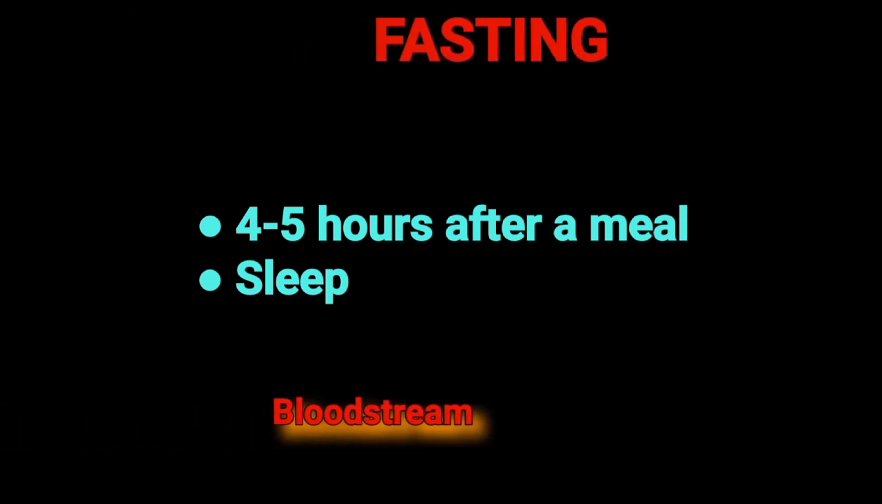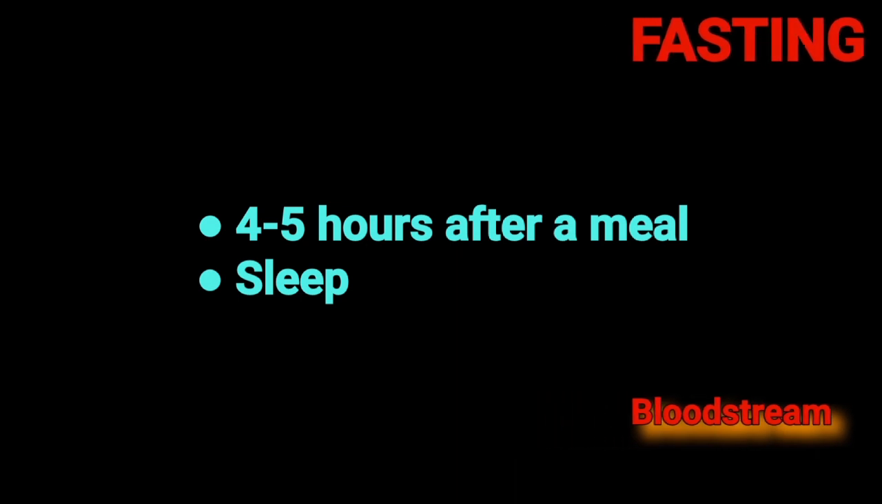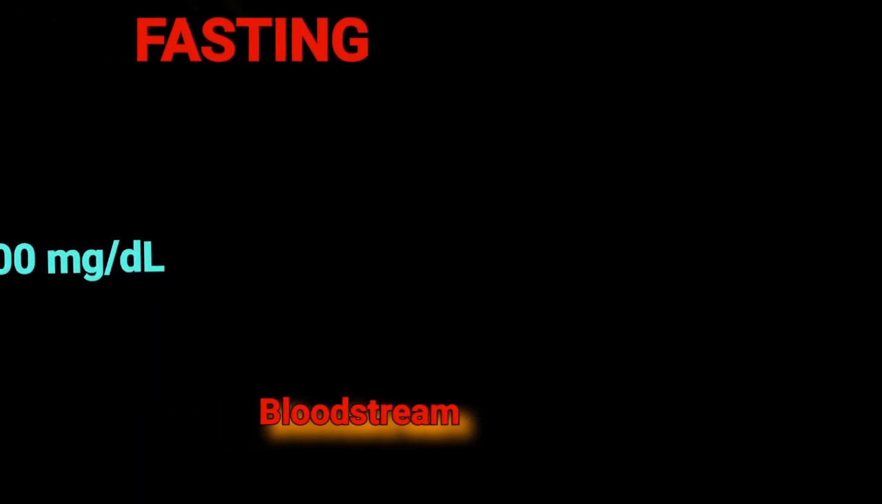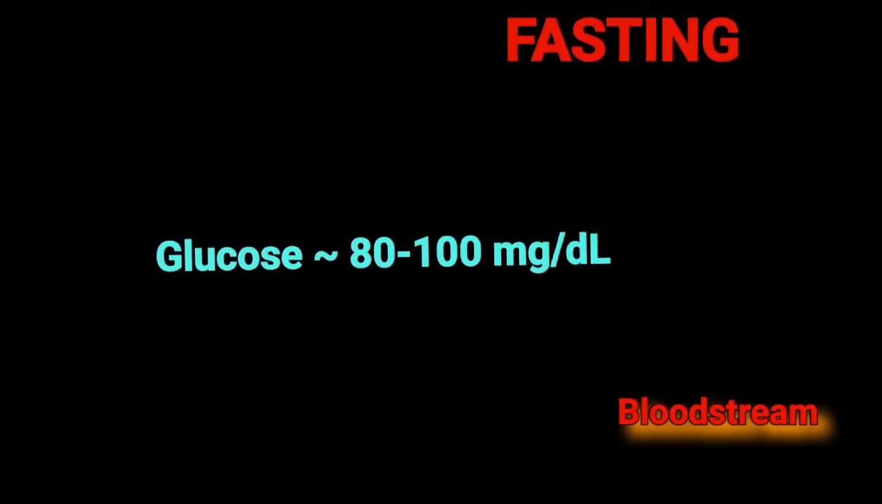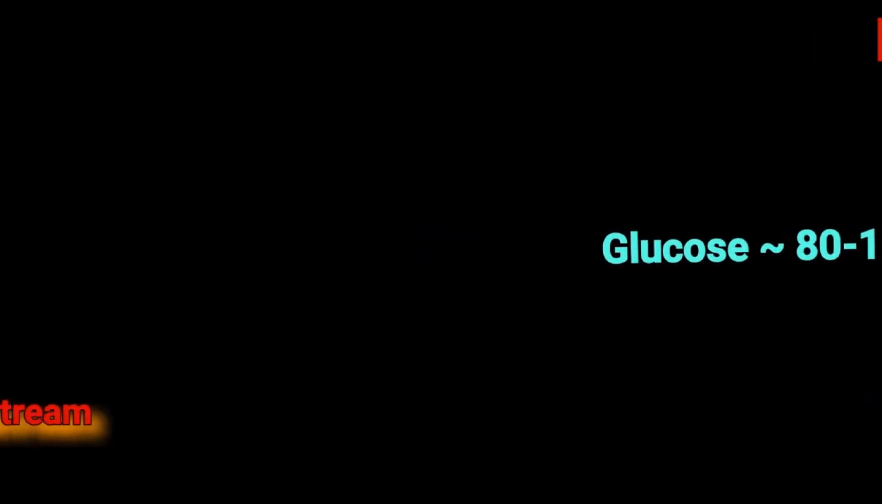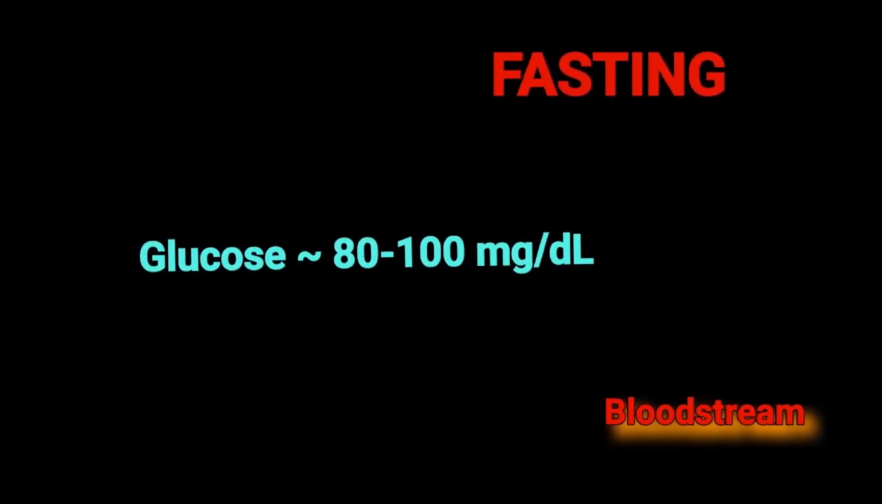Fasting refers to the state we are in 4 to 5 hours after our last meal. It also refers to the state we are in during sleep for 7 or 8 hours. In both of these two states, plasma glucose is maintained between 80 to 100 milligrams per deciliter in order to supply key tissues with the glucose they absolutely need for their energy needs.